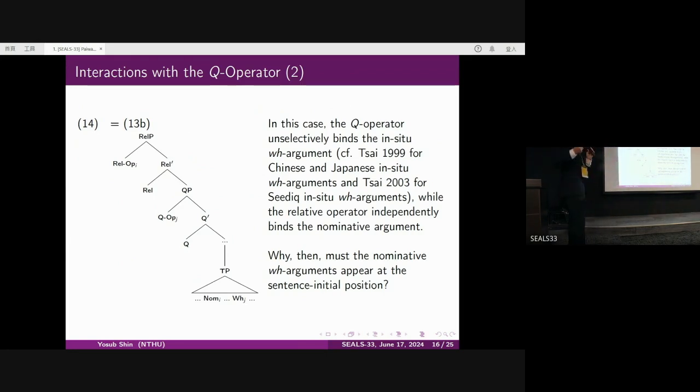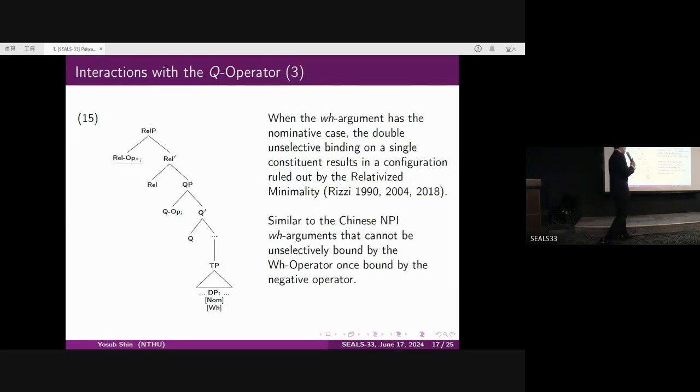But things get complicated if a single DP has these two different kinds of features at the same time. Because this DP, if this is the case, will have to be bound by two different kinds of operators at the same time, necessarily violating relativized minimality. So if this argument is on the right track, then this could be the reason why we cannot have any kind of nominative WH in situ examples in Paiwan and also in many other kinds of Austronesian languages.